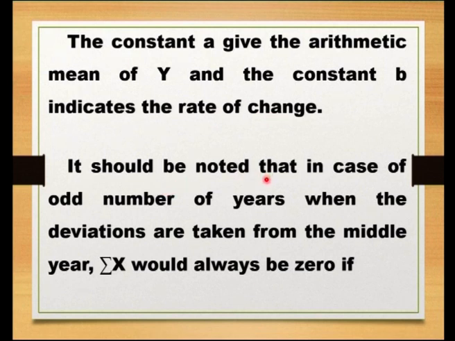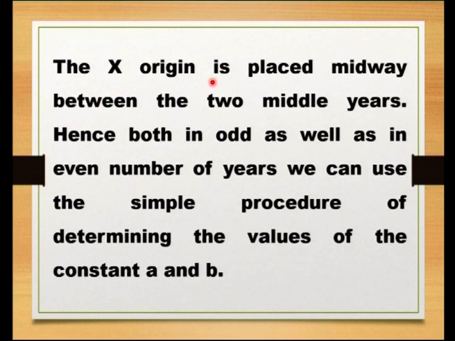It should be noted that in case of an odd number of years, when the deviations are taken from the middle year, summation x would always be 0, and also if the x origin is placed midway between two middle years. Hence, both in odd as well as in even number of years, we can use the simple procedure of determining the values of the constants a and b.